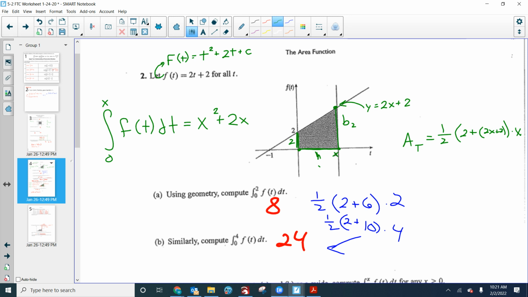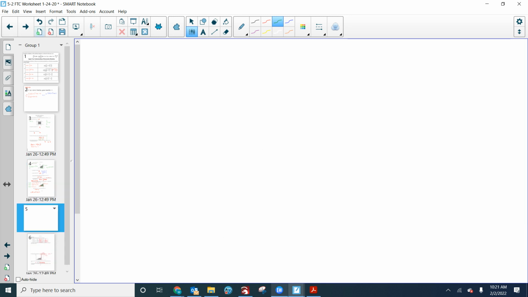Question for you, because I am an off-topic teacher. Do you know enough to tell me what that means? If v of t is velocity, velocity is a function of time. Do you know enough to tell me what that means? Cool. The distance traveled over the interval AB. Close. Very close.